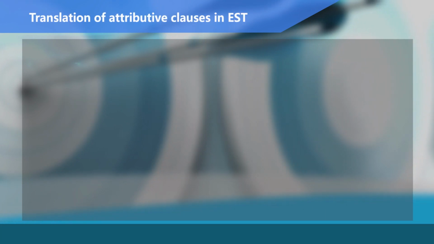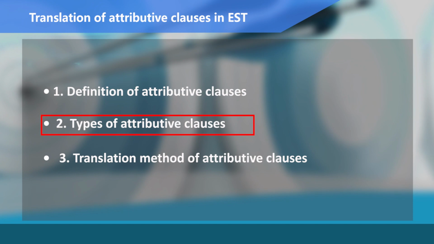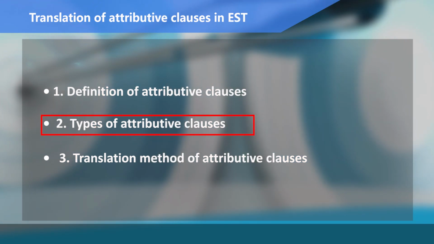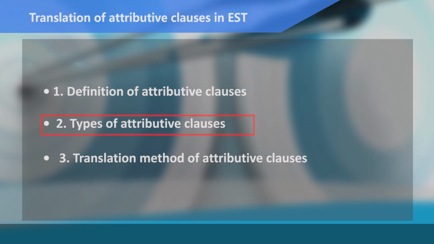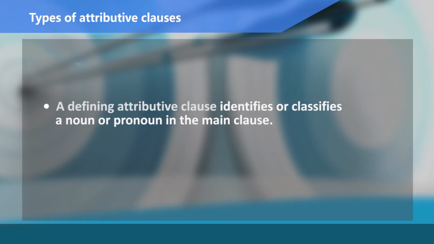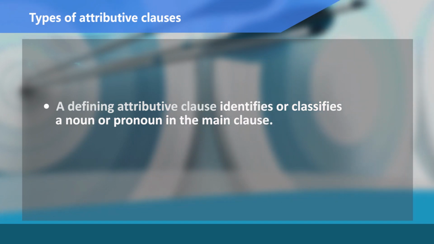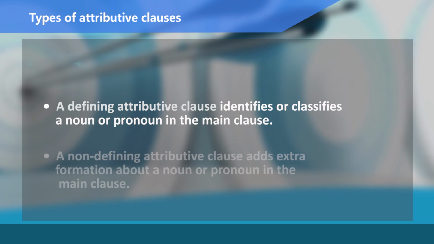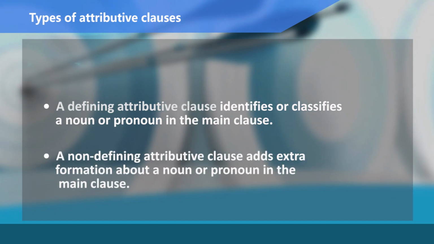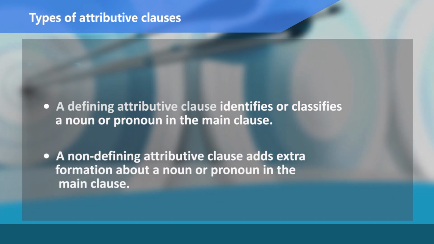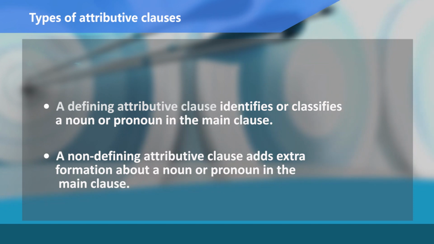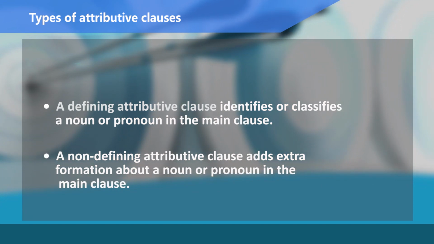Second, types of attributive clauses. Generally, there are two types of attributive clause. A defining attributive clause identifies or classifies a noun or pronoun in the main clause. Second, a non-defining attributive clause adds extra information about a noun or a pronoun in the main clause.